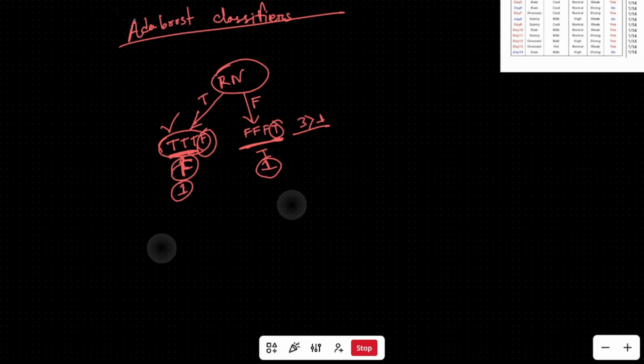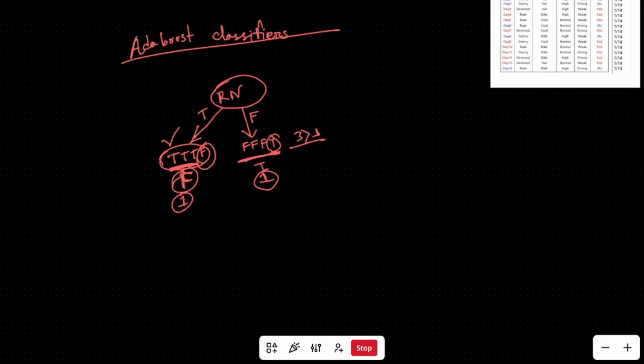So overall we can say that we will take the majority result as the decision.